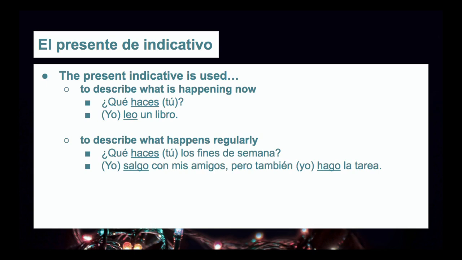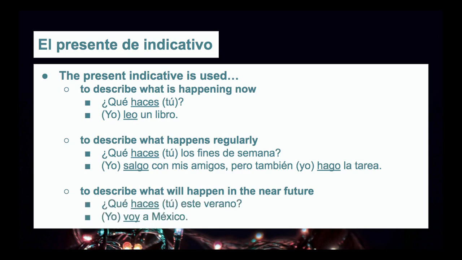And finally, we can use the present tense to describe something that will happen in the near future. ¿Qué haces tú este verano? Yo voy a México. This somewhat informal usage is similar to English. In English, we can ask, what are you doing this summer? And the response can be, I'm going to Mexico.